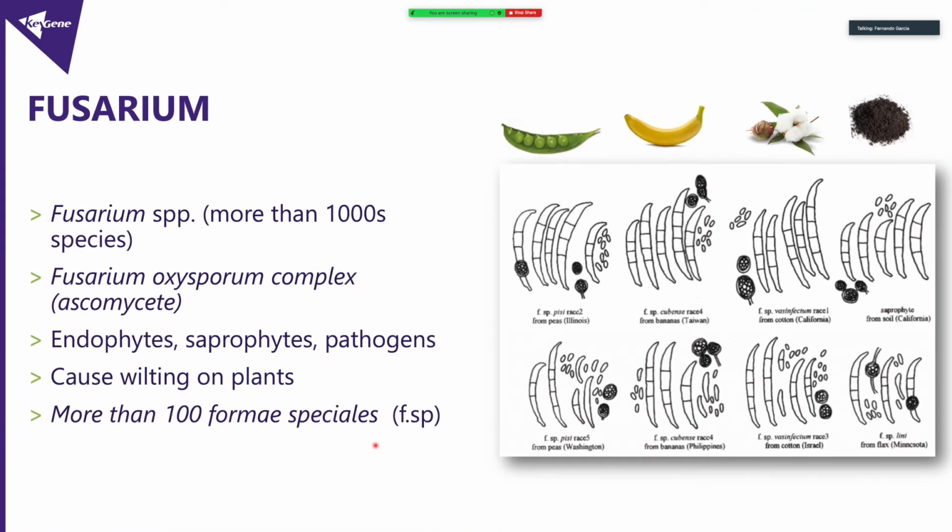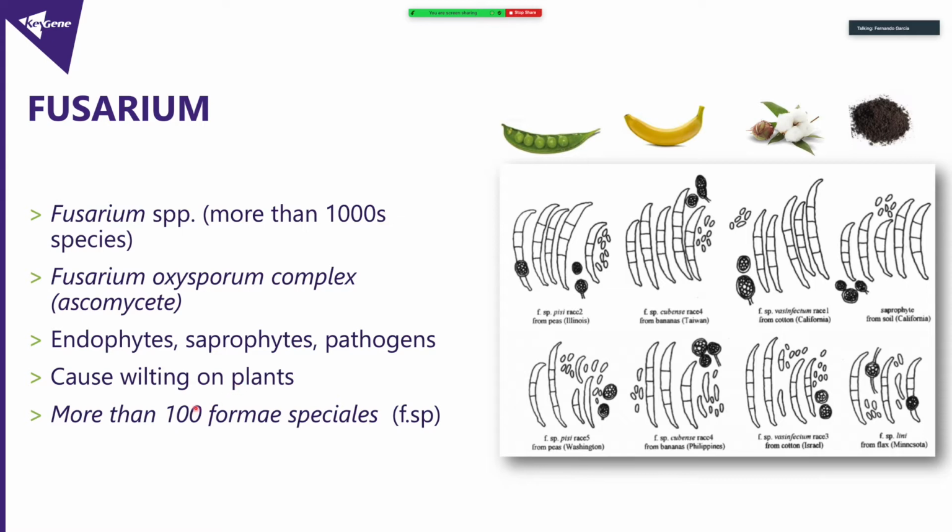So talking about the pathogen, as you know better than me, Fusarium is a very important group of fungi, with more than 1,000 species. The Fusarium from banana had been related to the Fusarium oxysporum complex for many years, which includes endophytes, saprophytes, and also pathogens, not only to plants, but also animals. Some of them produce toxins in cereals. And in plants, they cause wilting.